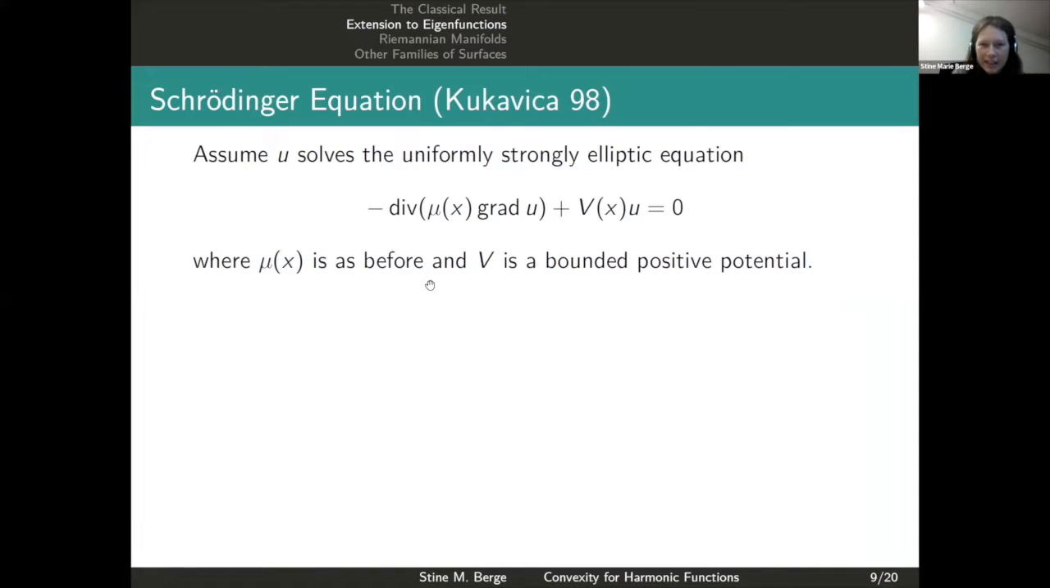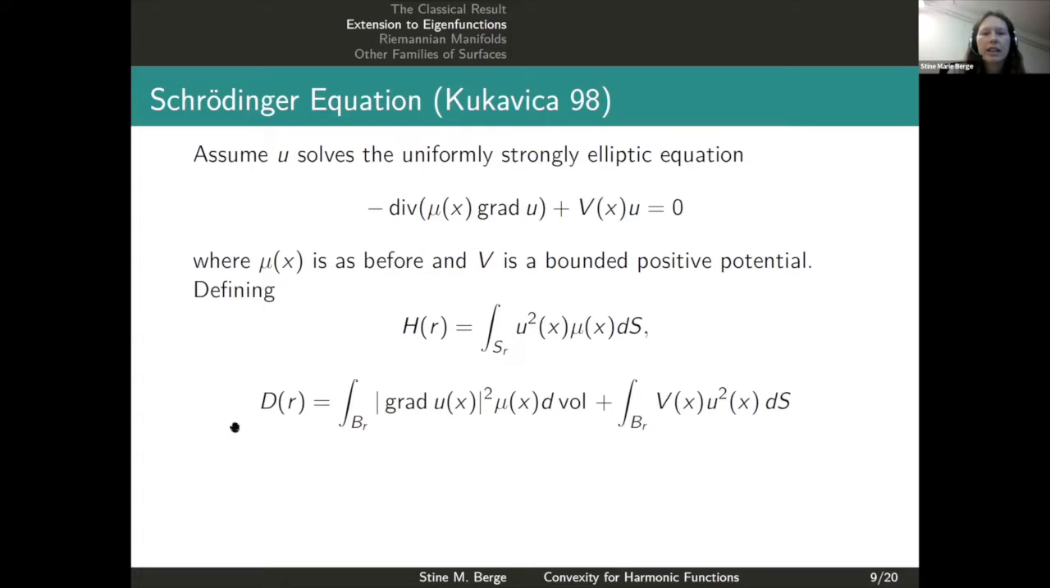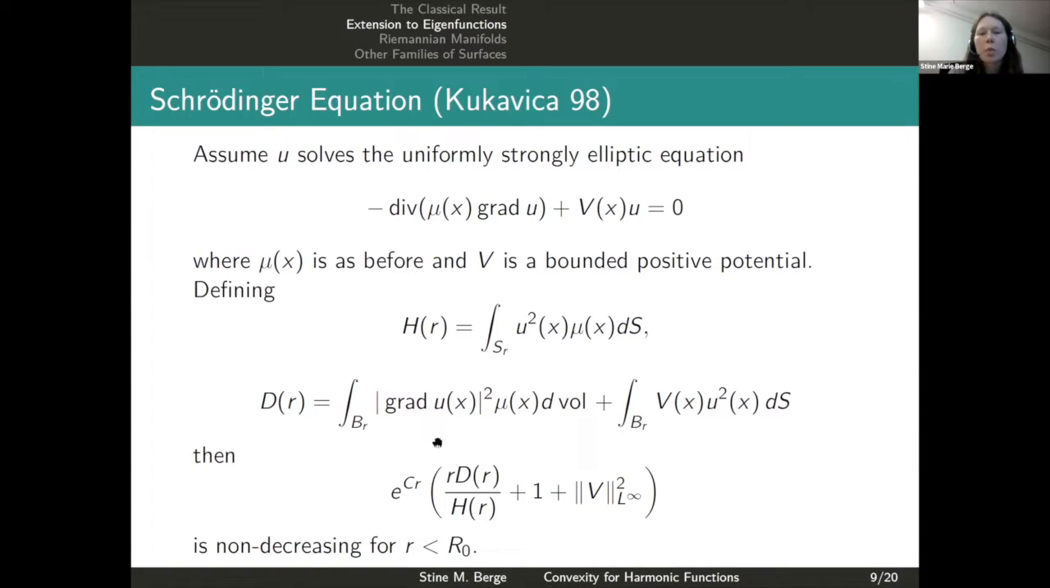And Kukavica also has a result for this kind of Schrödinger equation, where V is a bounded positive potential. Again, we can define this h function with the same weight as in the last slide, and having d here again replacing the derivative of h in the unique continuation inequalities, we have that this function here is a non-decreasing function for r less than some number, and this is almost like the frequency for harmonic functions.